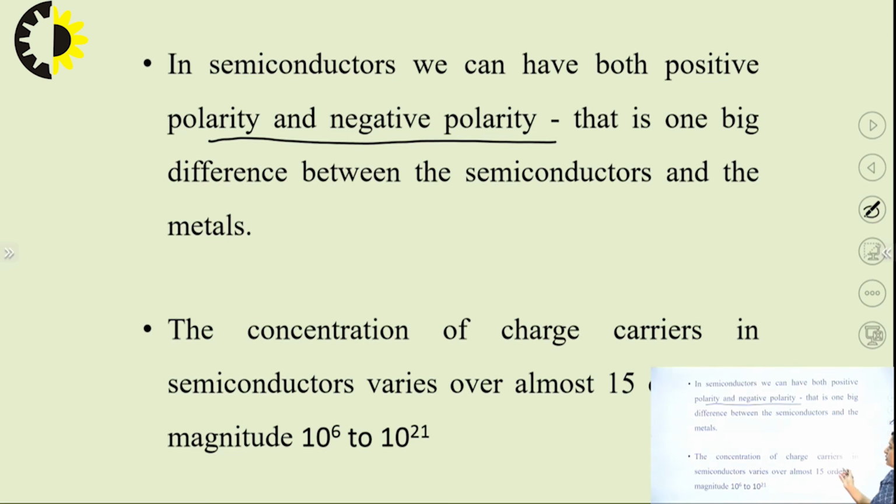The concentration of charge carriers in semiconductors varies over almost 15 orders of magnitude, from 10 to the power 6 to 10 to the power 21 or 10 to the power 22. These two points are very important for the use of semiconductors in vast applications, like the different types of microwave devices we use in the present scenario. All these devices can be formed with the help of semiconductor devices.